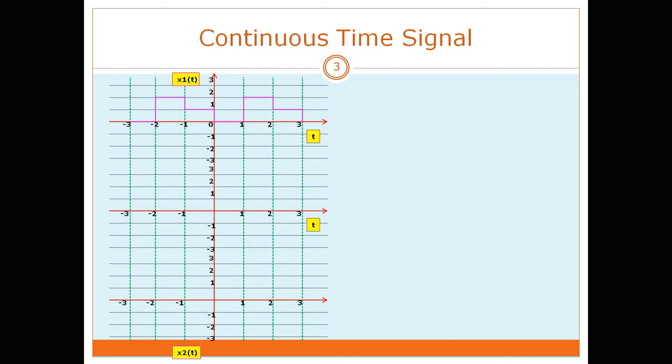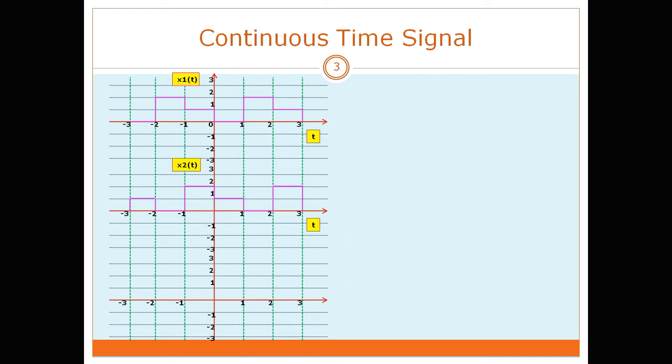Now let me define x2 of t. This is x2 of t. From -3 to -2 its value is 1. From -2 to -1 its value is 0. From -1 to 0 its value is 2, and from 0 to 1 its value is 1. From 1 to 2 its value is 0, and from 2 to 3 its value is 2. Simple. So now how to add these two?